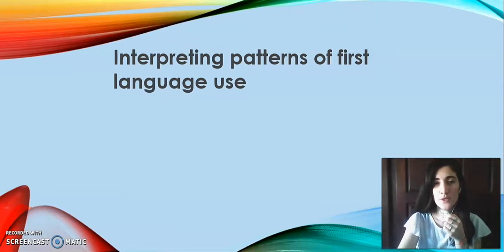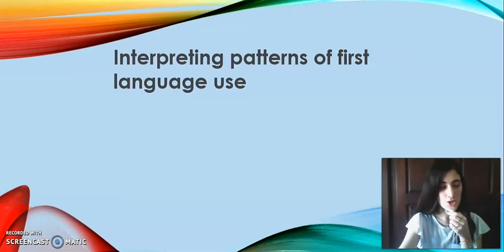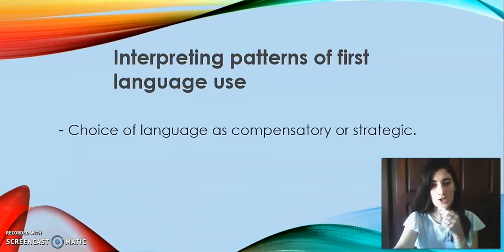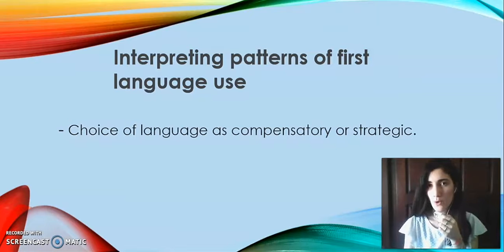So here we have interpreting patterns of first language use. How can we explain the use of the first language by the teacher? Choice of language as compensatory or strategic. The teacher will use the language as compensatory when she lacks confidence, as I said before. If she doesn't feel confident enough, she won't use the foreign language during the whole classroom. And strategic is when she uses the first language for discipline, when students are not behaving in the correct way.